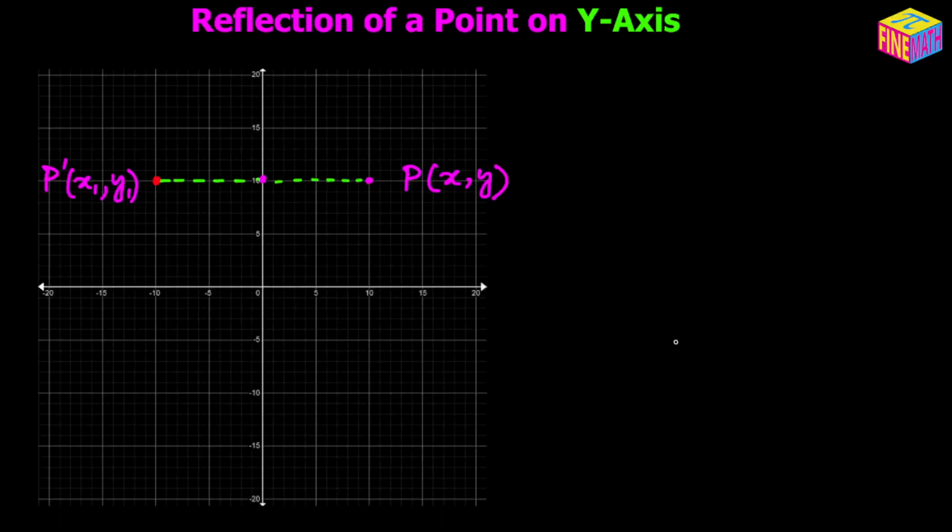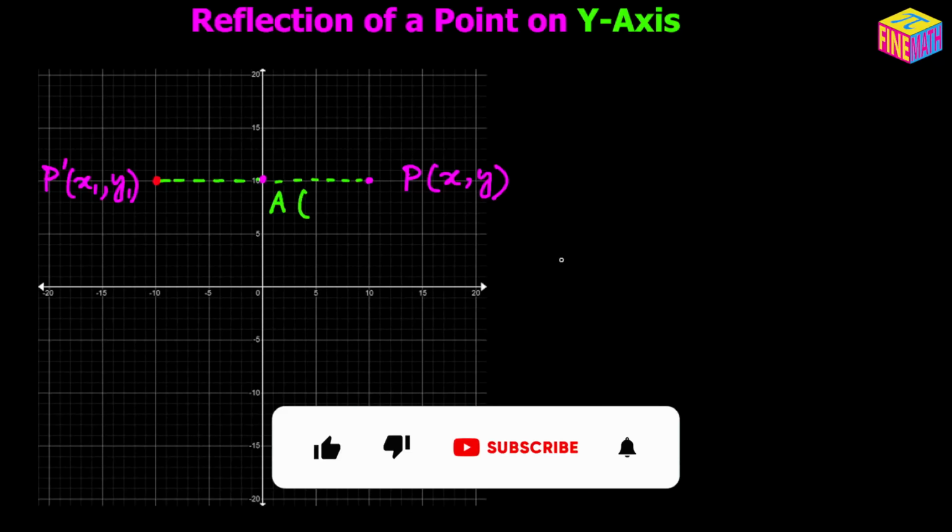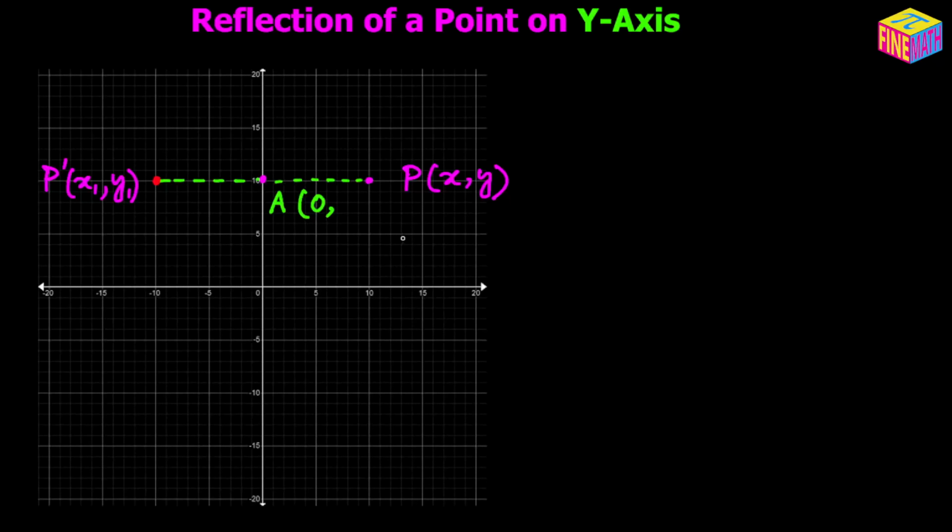Now let's assume that this point on the mirror, the pink dot right there, is point A. What would be the coordinates of A? Well, A is on the y-axis, so the x coordinate would definitely be 0. And the y coordinate of A will be the same as the y coordinate of P. The y coordinate of P is y, which has been provided, so the y coordinate of A will also be y, and the x coordinate is obviously 0.